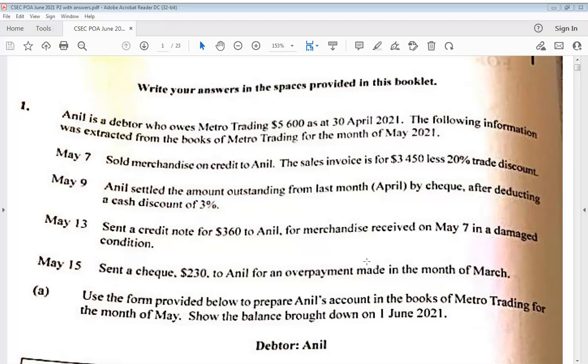Today, we'll be looking at the CSEC Principles of Accounts, the May June 2021 paper 2. So, this exam was done in July, and so I'll be doing the first question on this paper.